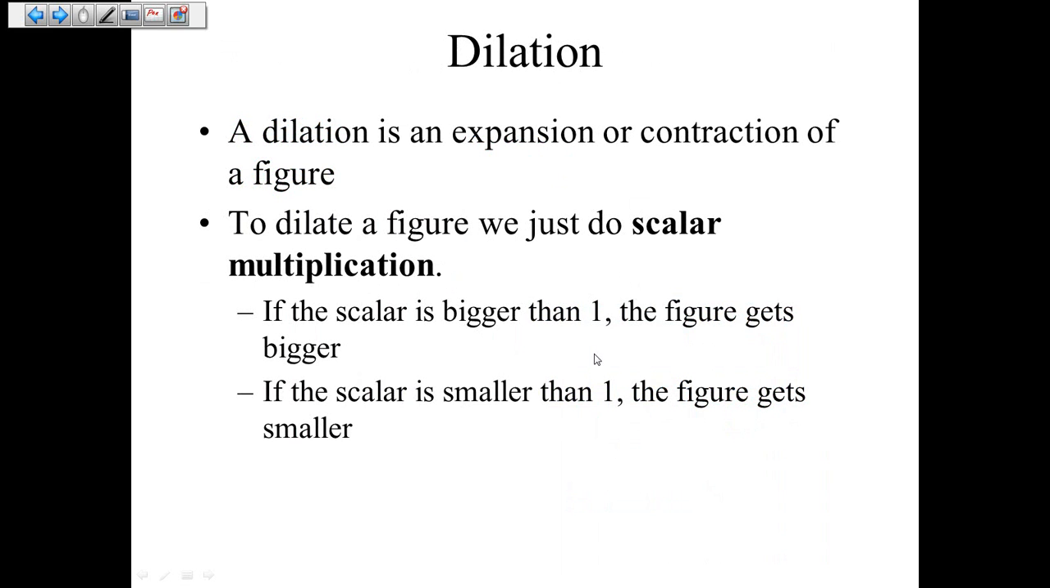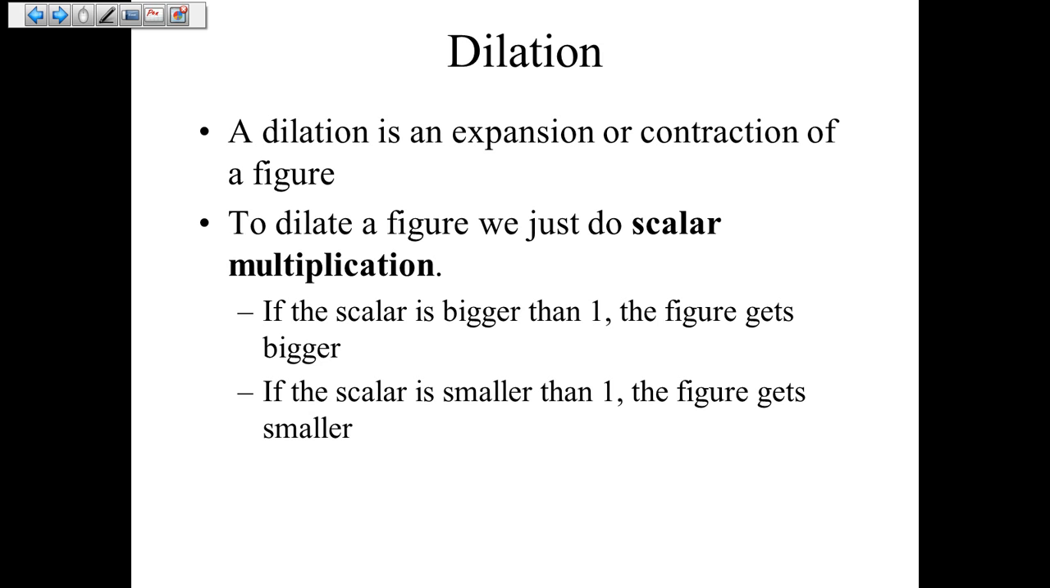Now, a dilation is where we make an object bigger or smaller. It doesn't change the shape of the object. It just makes the object bigger. If it's a triangle, it stays a triangle. If it's a right triangle, it's still a right triangle. It's just going to be bigger or smaller.